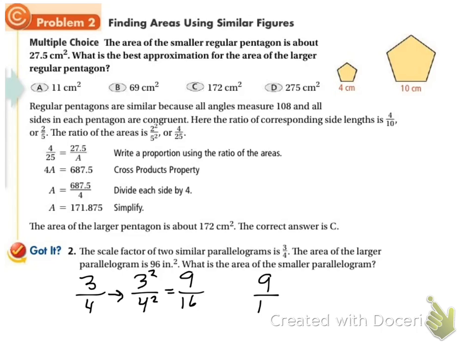Then I can take that 9 over 16 and set it equal to the areas. We're told that the area of the larger parallelogram is 96 inches squared. So that 96 goes on the bottom because the 16 represents the bigger parallelogram, and I'm just going to stick an A on top. Now I can cross multiply and solve. So I get 16A is equal to 9 times 96, which gives us 864. If we divide by 16, we get that the area is 54 inches squared.